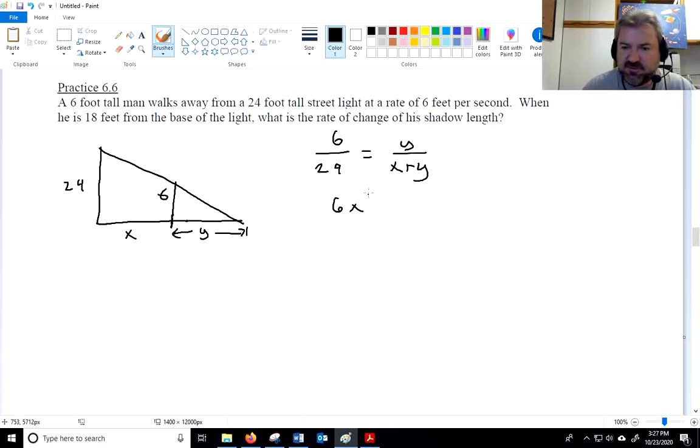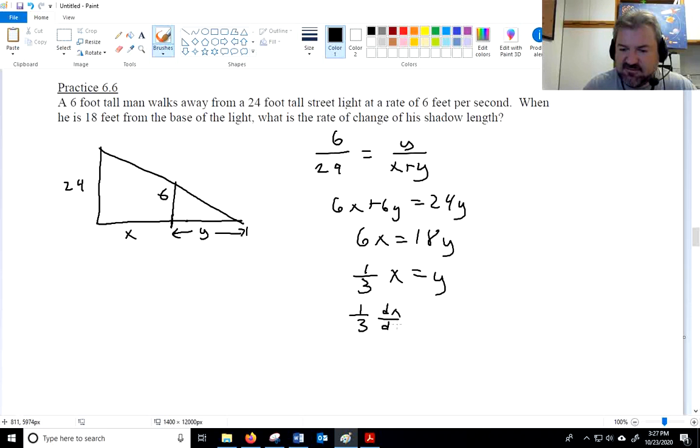So if we cross multiply, you get 6x plus 6y equals 24y. So 6x equals 18y. We're looking for the rate of change of y. So let's go ahead and just solve this for y. And you'll get 1/3 x equals y. Take the derivative and you get 1/3 dx/dt is equal to dy/dt. Well, we know that this person is walking away from the light at 6 feet per minute. So dx is getting bigger. So 1/3 times 6 is equal to 2 feet per second. That shadow is getting longer by 2 feet per second.